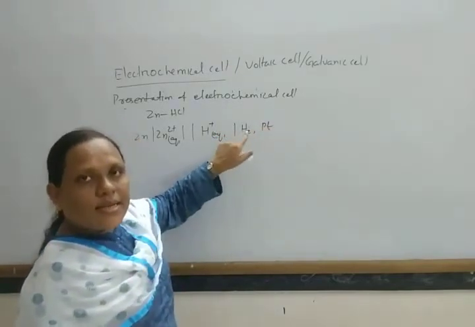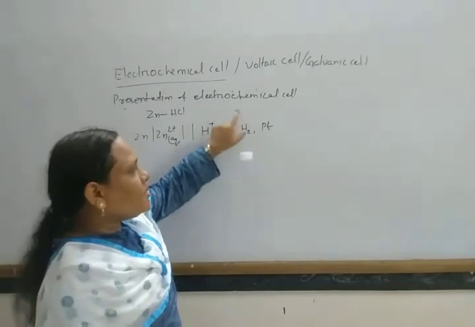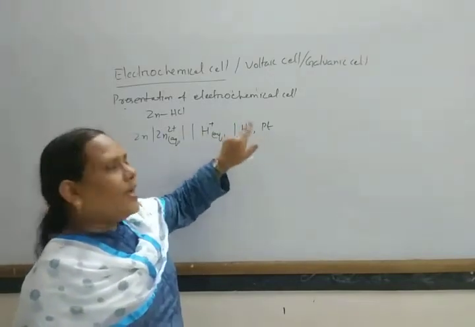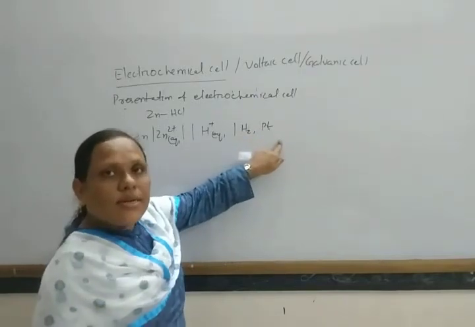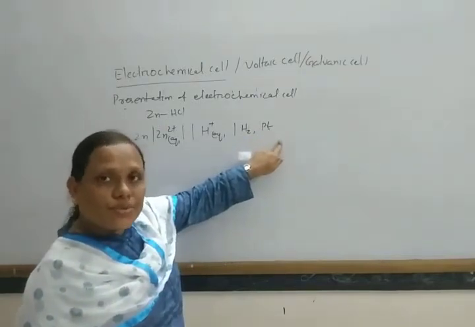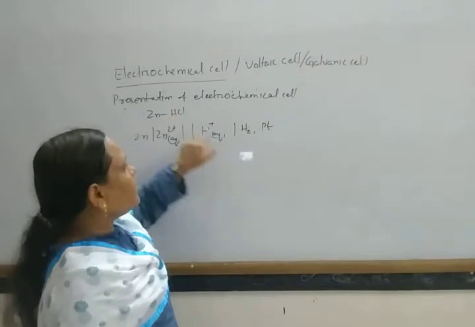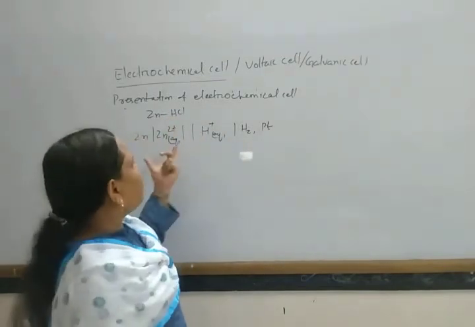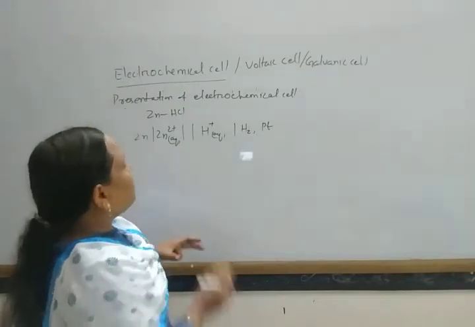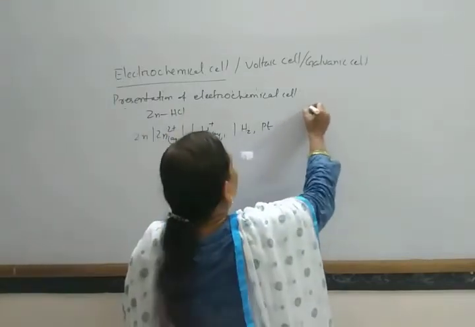You have to write the gaseous gas which is present in molecular form, and along with it you have to write what inert electrode you have used here. So for hydrogen electrode it can be represented like this. Suppose I write another one.